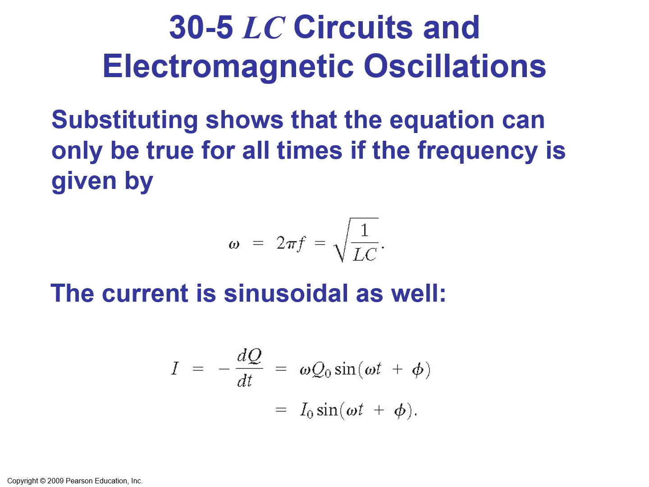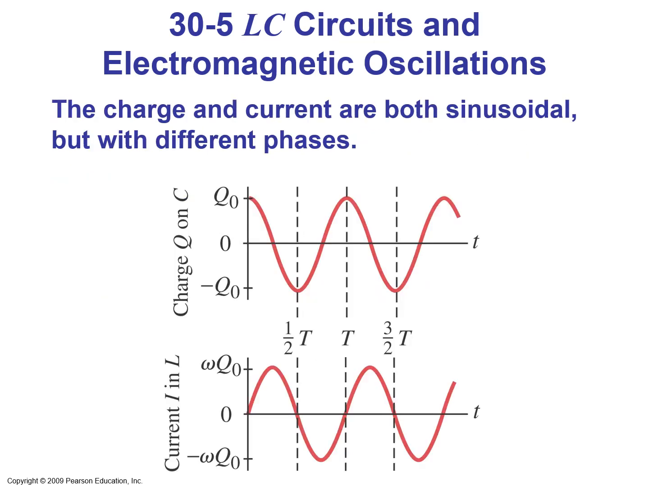The current is sinusoidal as well. Current is equal to omega times Q naught sine of omega t plus phi, and that is equal to I naught times sine of omega t plus phi. Therefore, the charge and current are both sinusoidal, but with different phases.